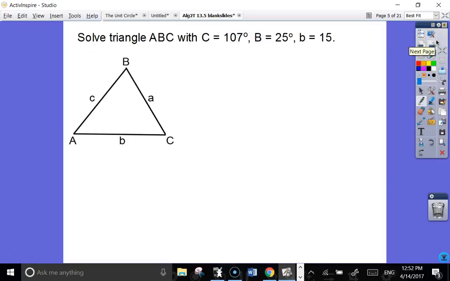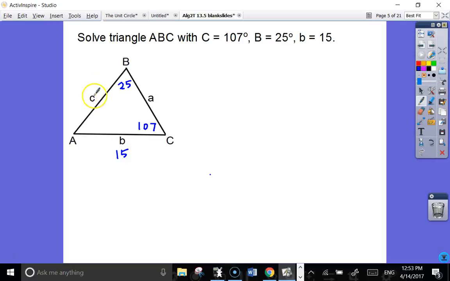So here's an example solving. Okay, so C equals 107. That's here. B is 25. And little b is 15. Now, what you can see from the law of sines is that in order to use the law of sines, you need to know one angle and opposite side pair, right? And so in this problem, you've got angle B and side B. So we would use that part of it.